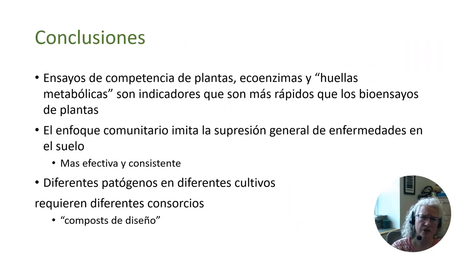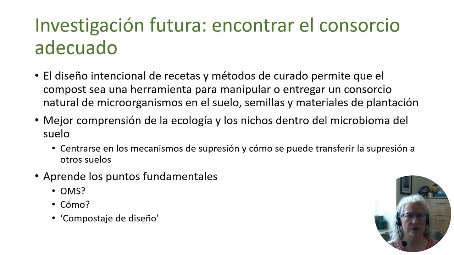In conclusion, emerging tools are effective in predicting disease suppression. The community approach is more effective and consistent than working with one or a few populations or isolates. And different pathogens on different crops require different consortia, which leads to the suggestion of creating designer composts. So for future research, we know that the development of consistent products with disease suppressive properties demands a better understanding of ecology and their mechanisms, so we get the right players there.